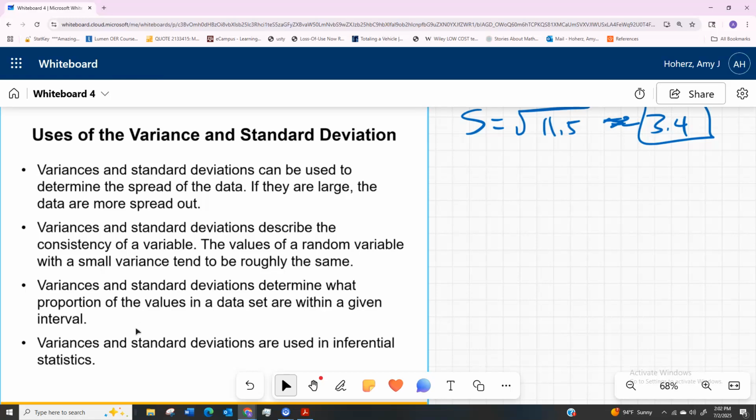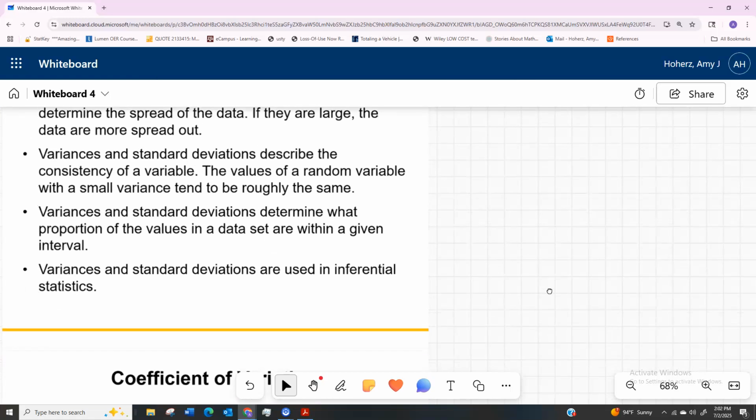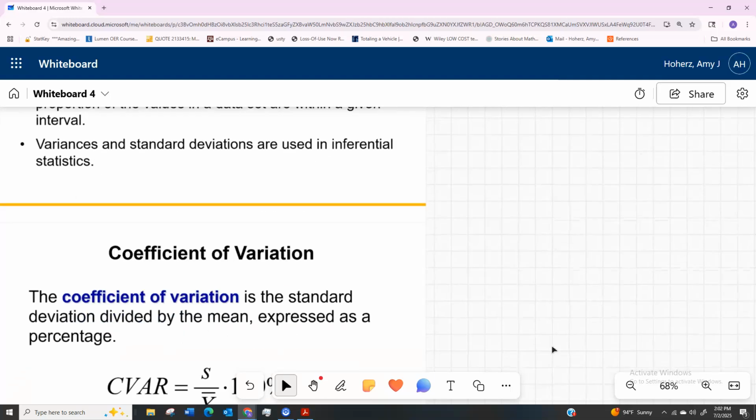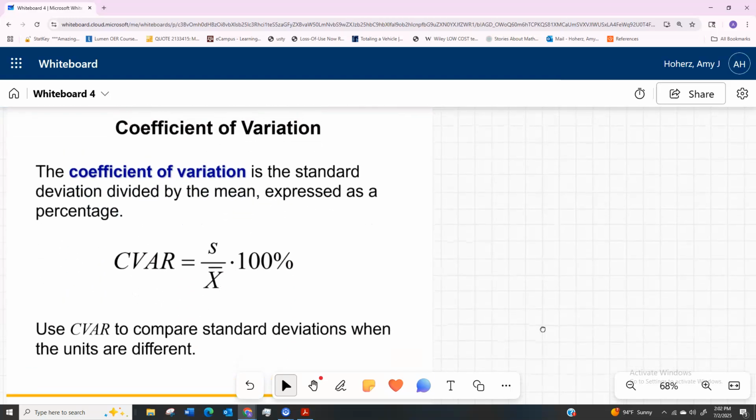They also determine what proportion of the values in a data set are within a given interval. We'll learn that here next with the Chebyshev's theorem, and then we'll further look at that when we get to a later chapter and start talking about normal data. And then variances and standard deviations are used in inferential statistics, like to make predictions and generalizations of the population. Okay, so the next thing that we're going to talk about, we have two things to talk about. We still have to talk about the coefficient of variation and what's known as Chebyshev's rule.